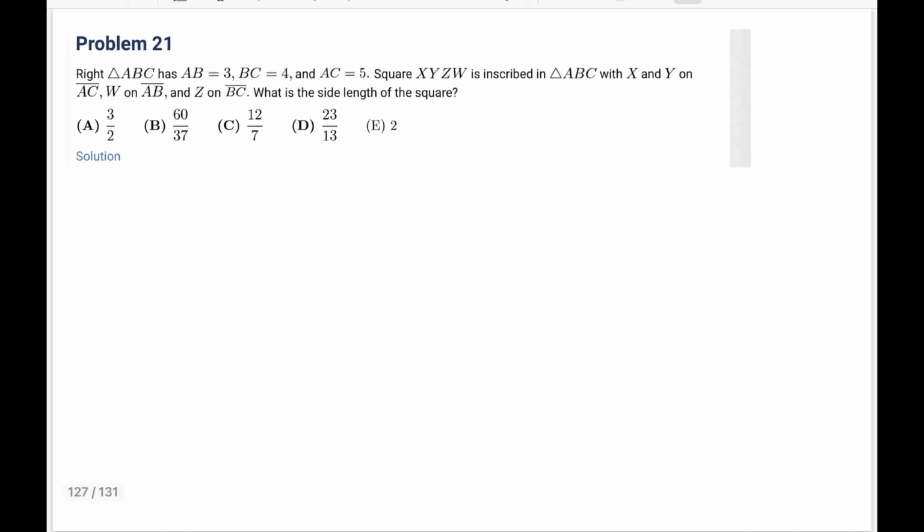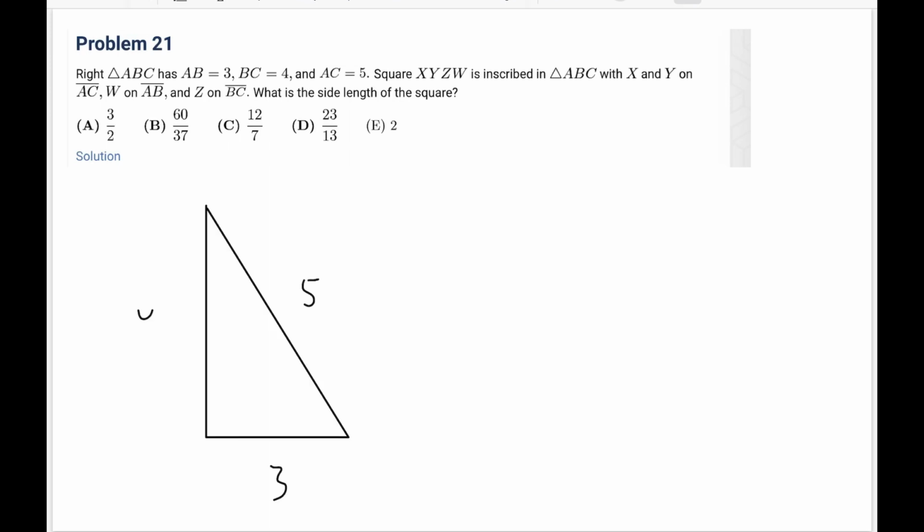Problem 21. Right triangle ABC has AB is 3, BC is 4, and AC is 5. Square XYZW is inscribed in ABC with X and Y on AC, W on AB, and Z on BC. What is the side length of the square? Here is 5, 3, 4. But then the square is inscribed in there, so it's like this.